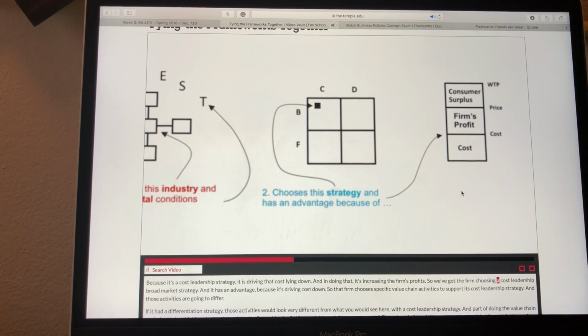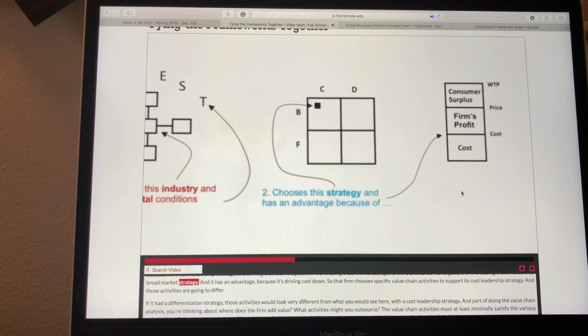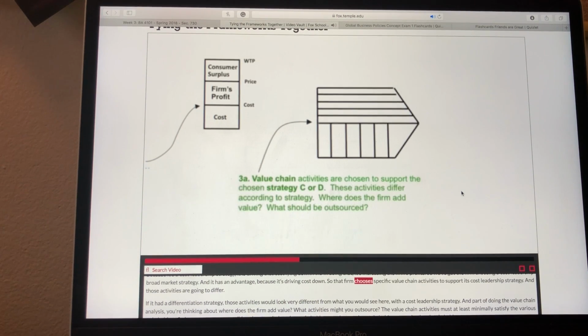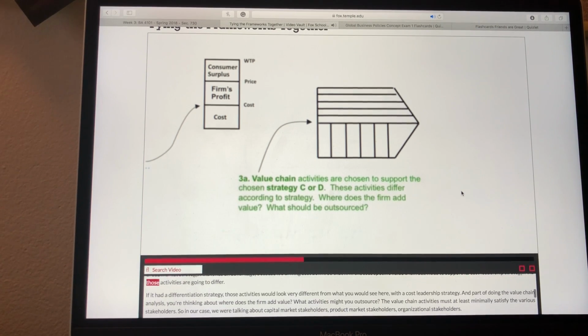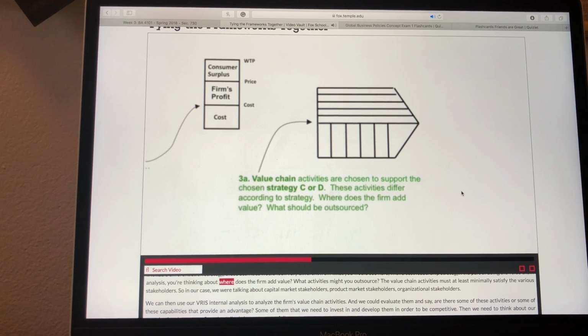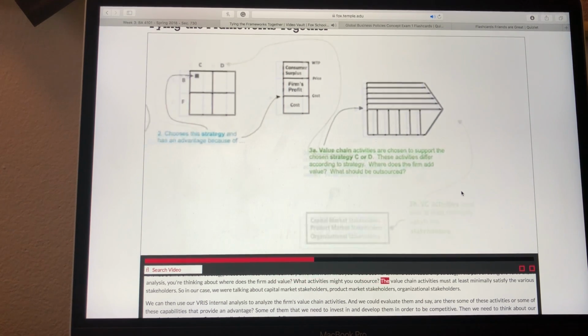Okay, so we've got the firm choosing a cost leadership, broad market strategy, and it has an advantage because it's driving costs down. So that firm chooses specific value chain activities to support its cost leadership strategy. And those activities are going to differ. If it had a differentiation strategy, those activities would look very different from what you would see here with a cost leadership strategy. And part of doing the value chain analysis, you're thinking about where does the firm add value, what activities might you outsource.